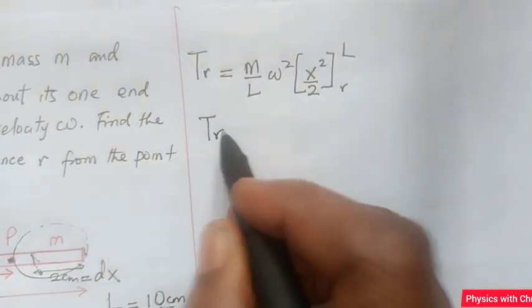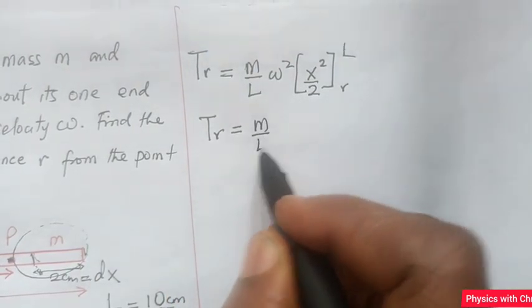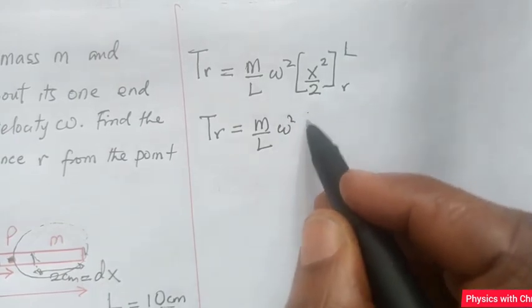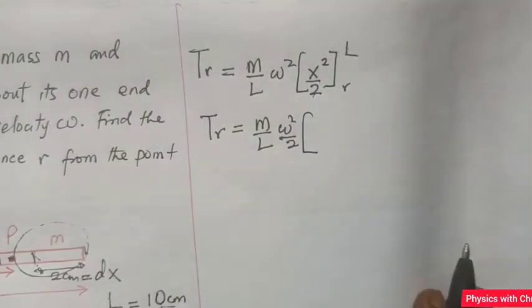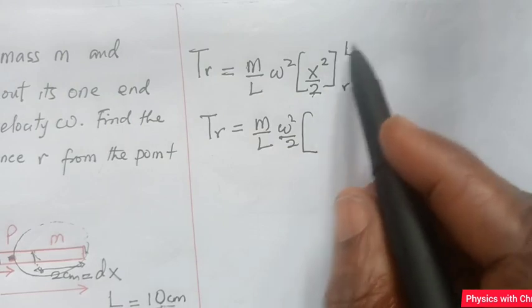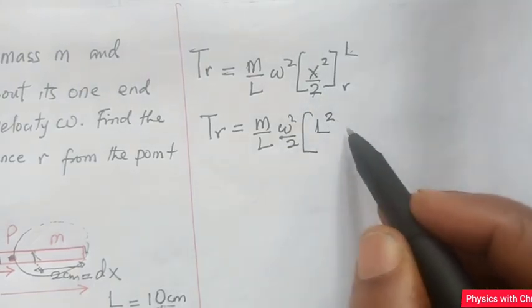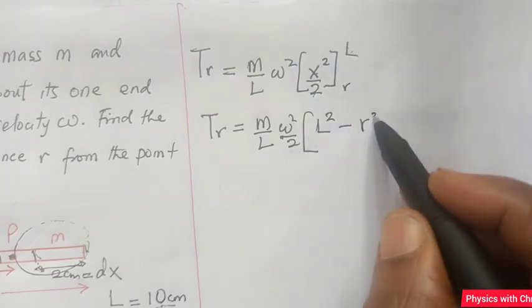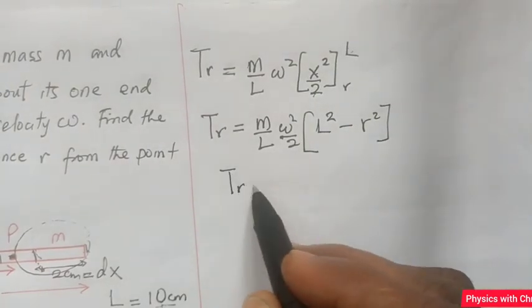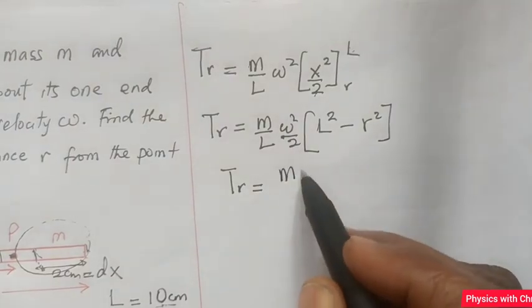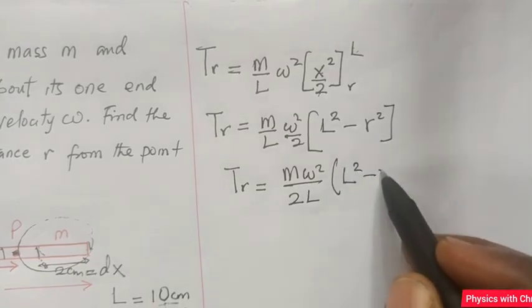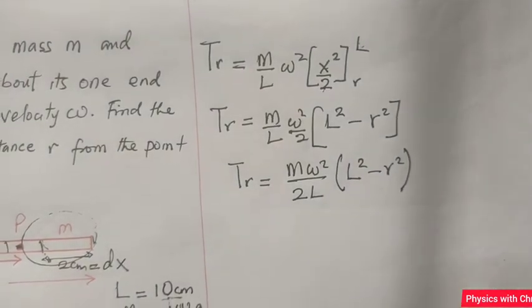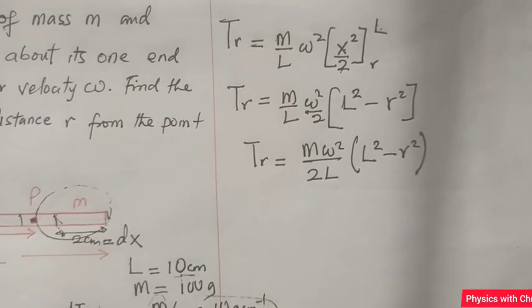So we have T_R equals m over L omega squared. Then I'll substitute my interval. This 2 is a constant, I can bring that out. I'll now replace my interval of integration. When x is L, I have L squared minus R squared. Okay, so my T_R will be equal to m omega squared over 2L into L squared minus R squared. So this is the tension at point P from what we did here before, from this diagram.